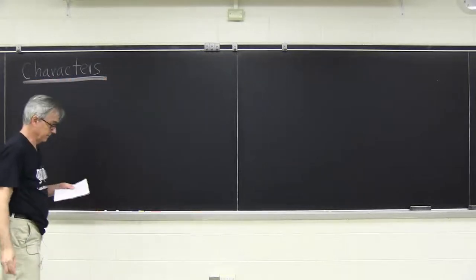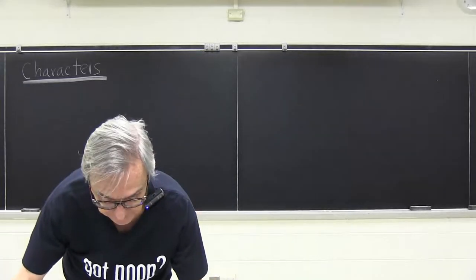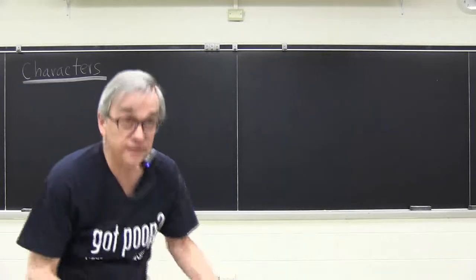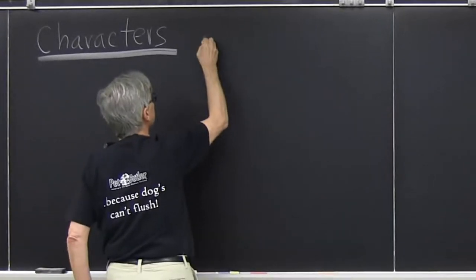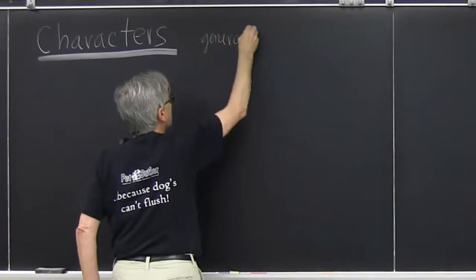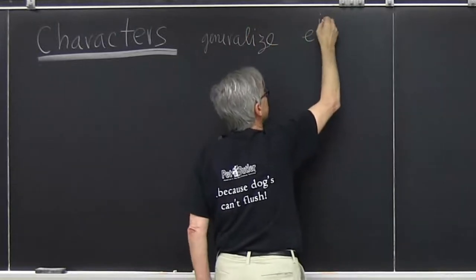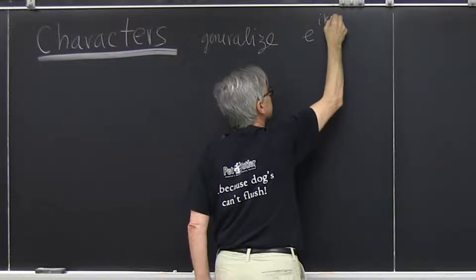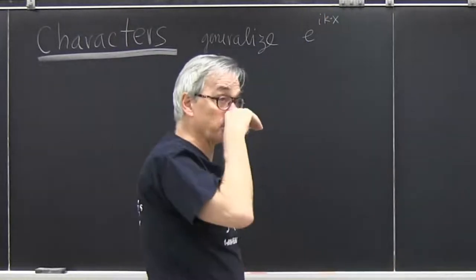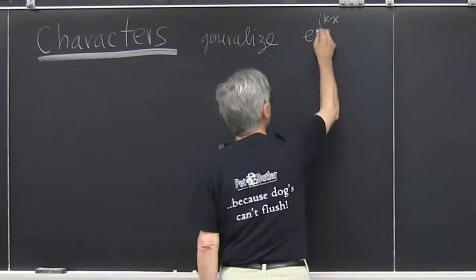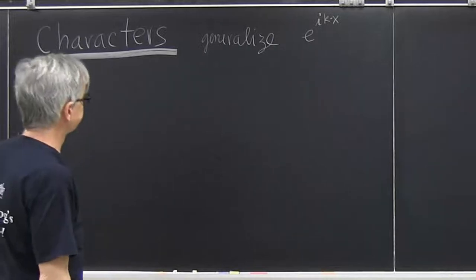To do this requires character. And what are characters? It's really just a generalization of the Fourier e^{ikx} that you always see in Fourier analysis. It's a generalization for groups other than translations or the SO(2) group. And that's how it was invented.